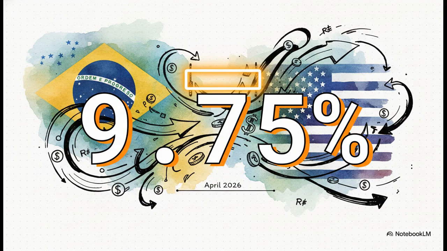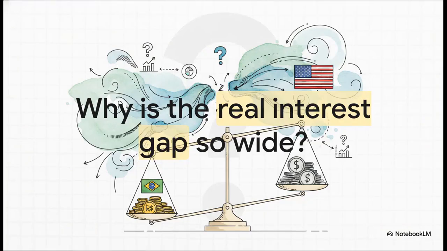Okay, 9.75%. Just let that sink in for a second. This is a massive, near-historic figure. As of April 2026, this is the real interest rate spread between Brazil and the US. In the world of macroeconomics, a gap this wide is literally a glowing neon sign for global investors. It absolutely dictates where billions of dollars are going to flow. So, let's dive into this.